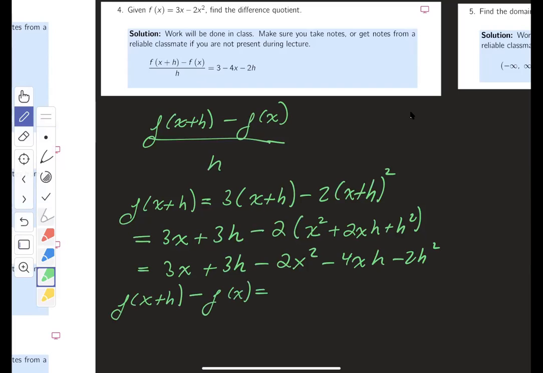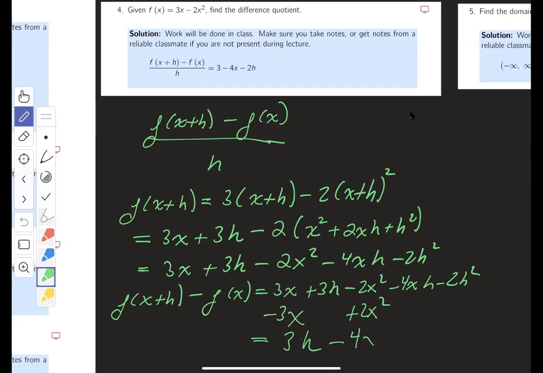Well, I'm going to write that down for you. And what's that going to be? 3x plus 3h. We just did it, right? Minus 2x squared minus 4xh minus 2h squared. And what are we doing? We're subtracting away f of x. What's f of x? Well, 3x. So I'll subtract away 3x minus a minus 2x squared, which would be plus 2x squared. What do you get over there? Something pretty simple. You get 3h minus 4xh minus 2h squared.